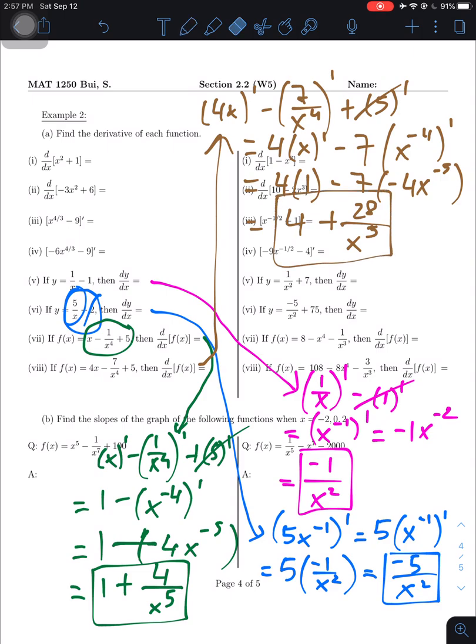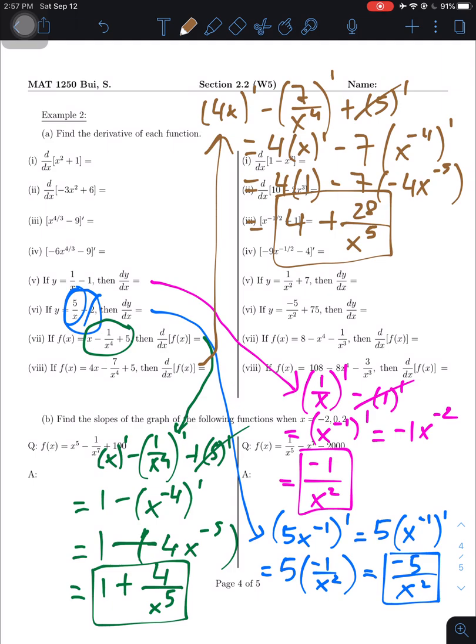Okay, and this is my 5, my ugly 5, so let me try to rewrite it in a nicer way. There we go. Okay, so that's everything for part A. As for part B, what do we get in here? Find the slopes of the graph of the following functions where x equals -2, 0, and 2. Okay, so we have to find the slope for 3 x values in here, okay?